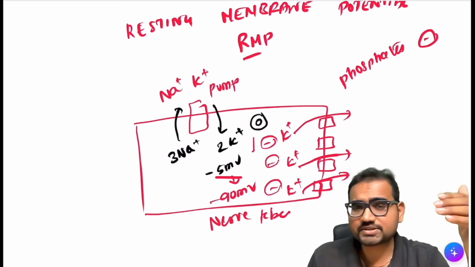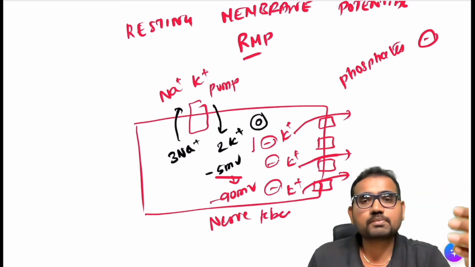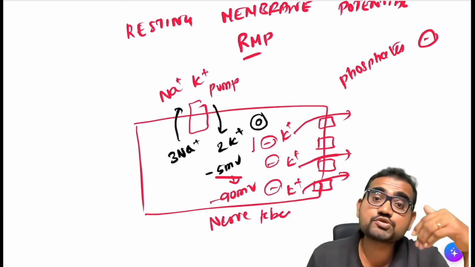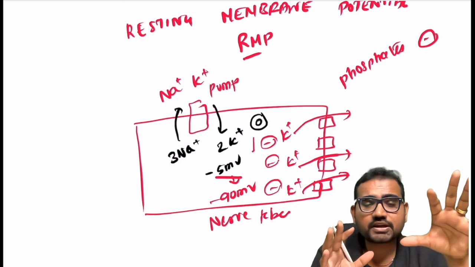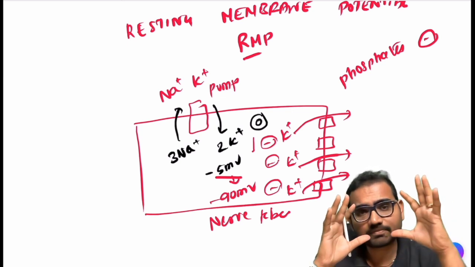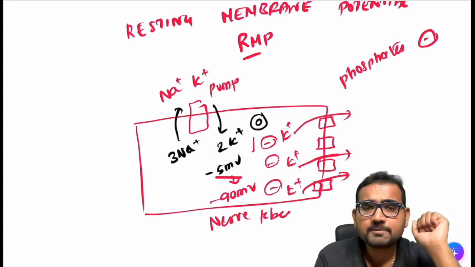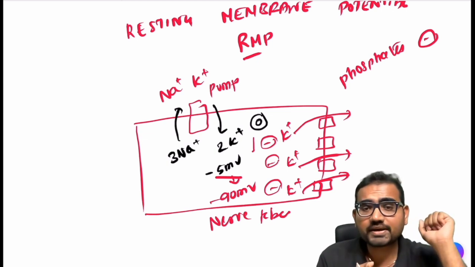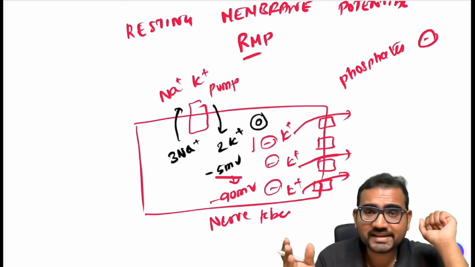So initially, we are assuming it is 0. Because of the sodium potassium pump, a greater amount of sodium goes out: 3 sodium molecules go out and 2 potassium come in. Because of the change in the number, the membrane becomes slightly negative. So from 0 it goes to minus 5, and because of the concentration gradient, the potassium moves outside the cell via the potassium leaking channels.